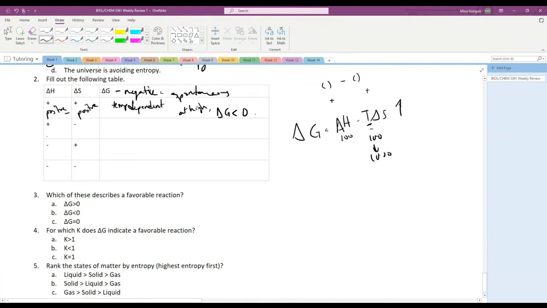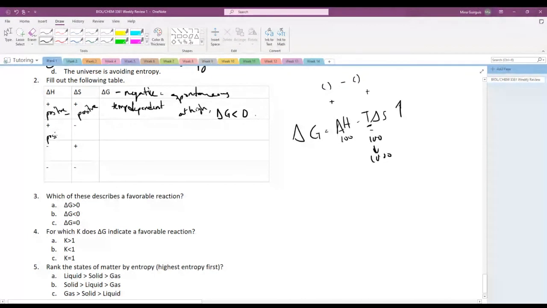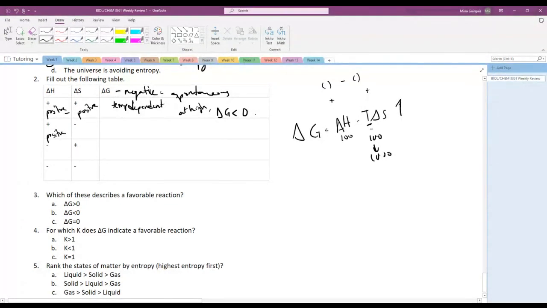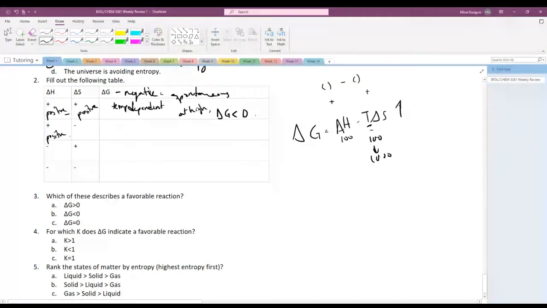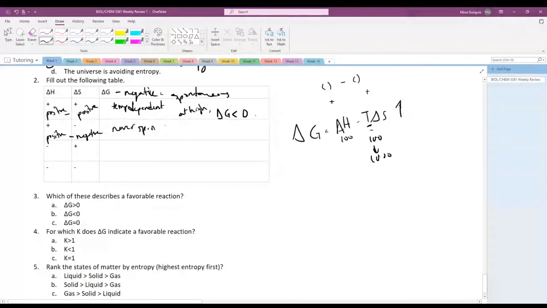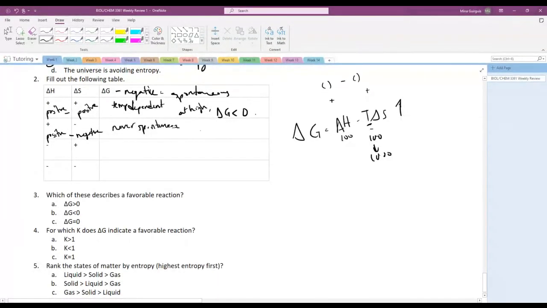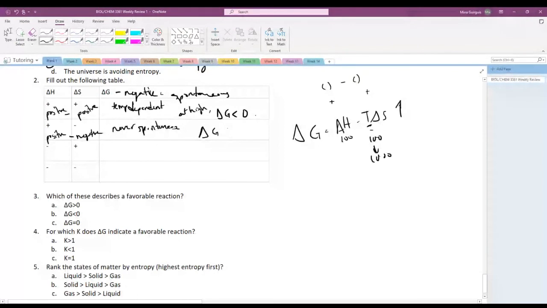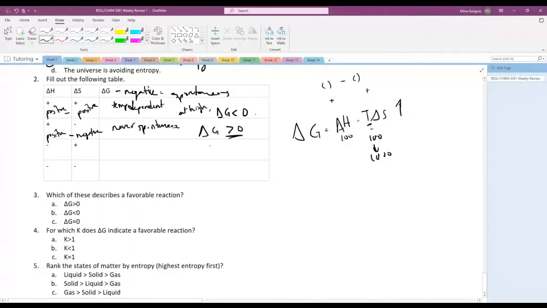Okay, so if delta H is positive and delta S is negative, then what we're doing is we're saying a positive minus a negative. In other words, a positive plus a positive. In other words, never spontaneous. This will always be positive. Delta G will always be greater than 0.